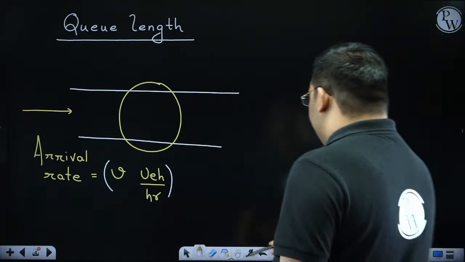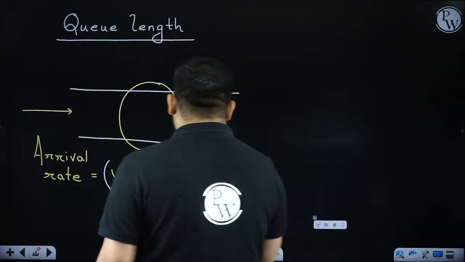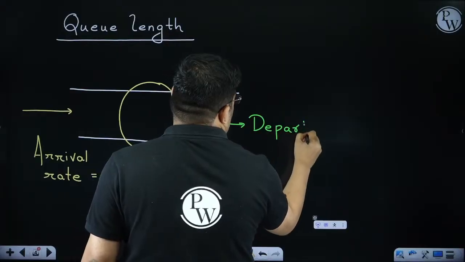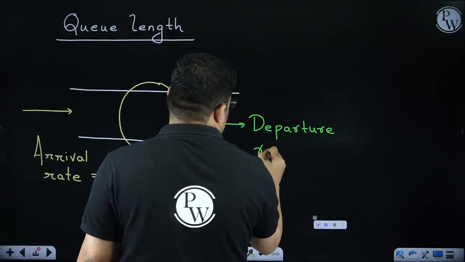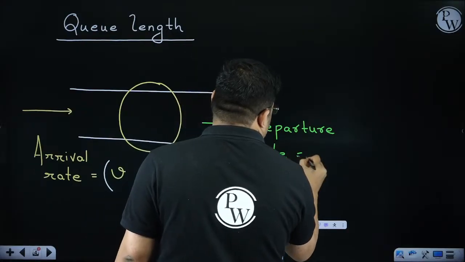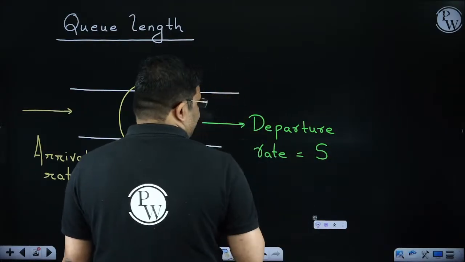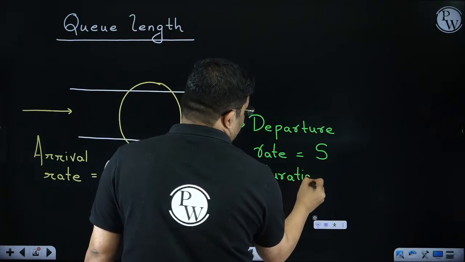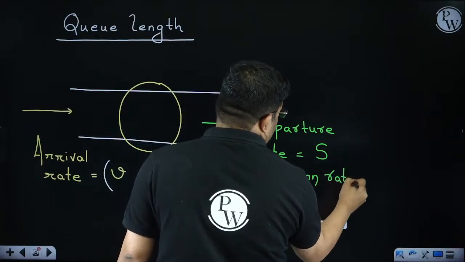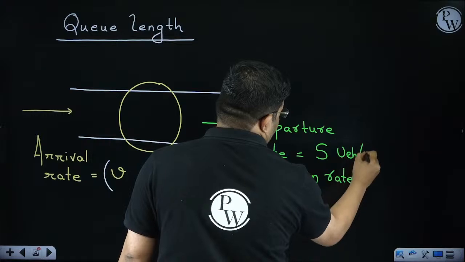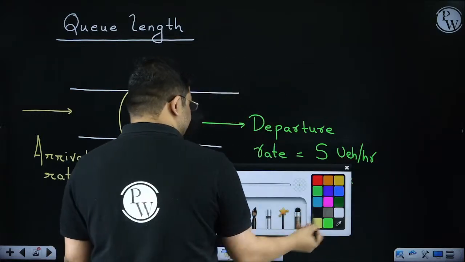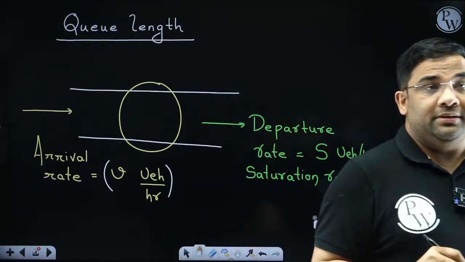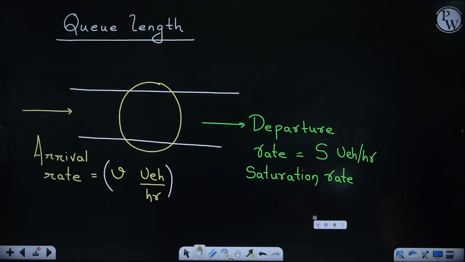Then there will be a departure rate. Suppose the departure rate is S. Sometimes this departure rate is also known as the saturation departure rate or simply the saturation rate. This saturation departure rate, S vehicles per hour, is the number of vehicles departing from this point, or actually the rate of departure of vehicles from this point.